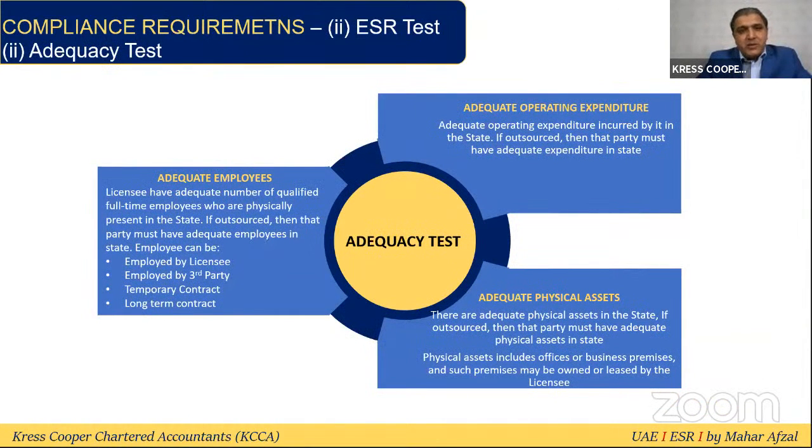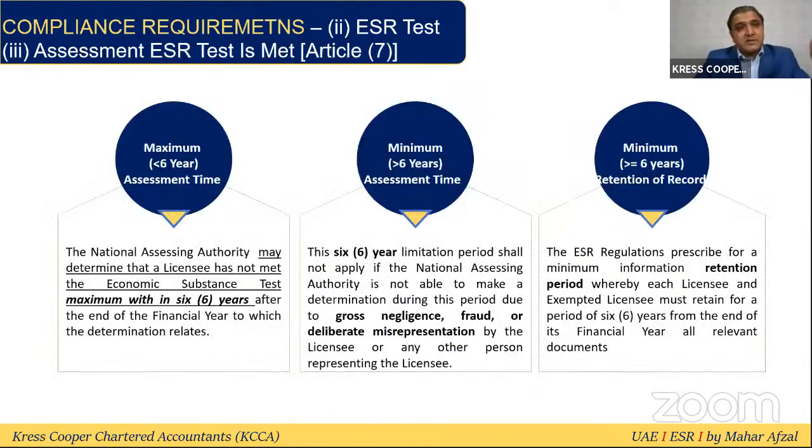Adequacy test: they need to have adequate employees. Employees can be employed by the licensee or by a third party, on a temporary or long-term contract as well. Adequate operating expenditures in UAE, adequate physical assets in UAE. So we have discussed three major tests. It was CIGA, then we discussed the direction and management test, then the adequacy test. If all these conditions are being fulfilled, then we can say the licensee is satisfying the ESR test. Otherwise, the licensee will not satisfy the ESR test.